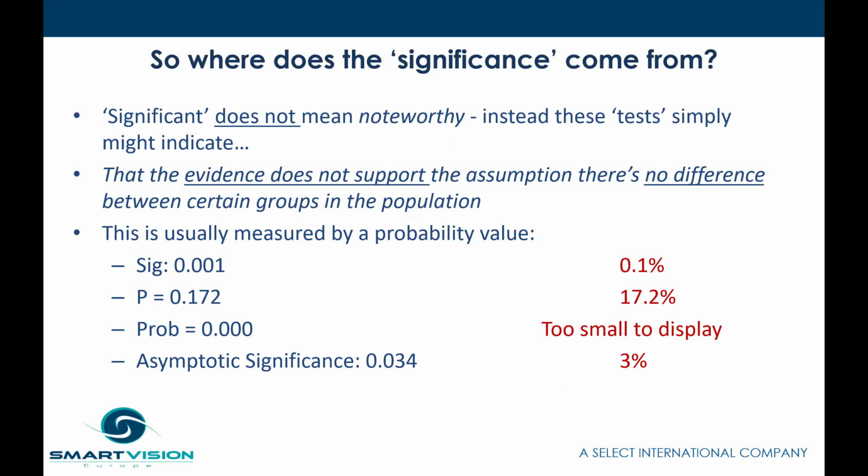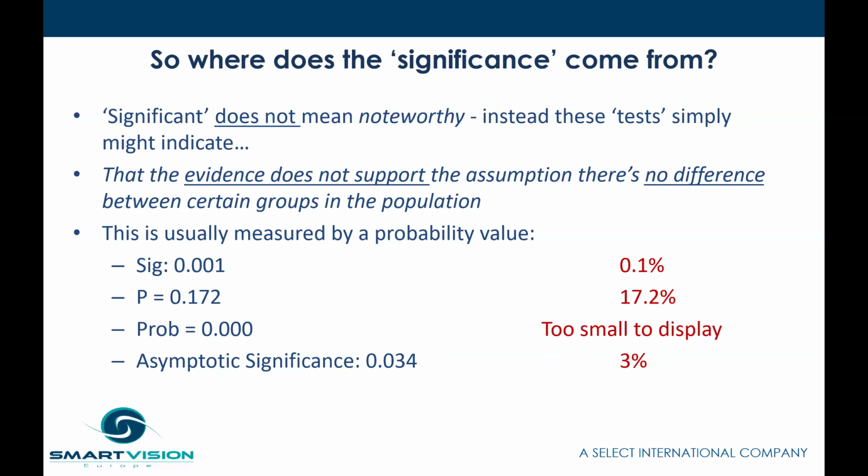Well, significance does not mean noteworthy. Instead, these tests simply might indicate that the evidence that we're collecting does not support the assumption there's no difference between certain groups in the population. And this is going to be measured by a probability value. This is how we're going to make this assessment. We're going to choose a p-value. We're going to say, what's the probability that the differences we're observing here have occurred due to random chance.